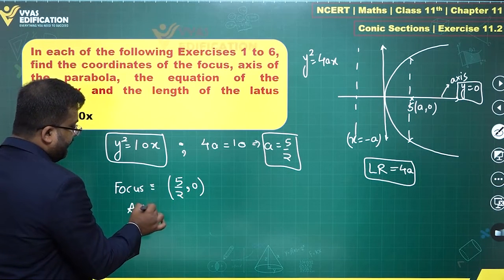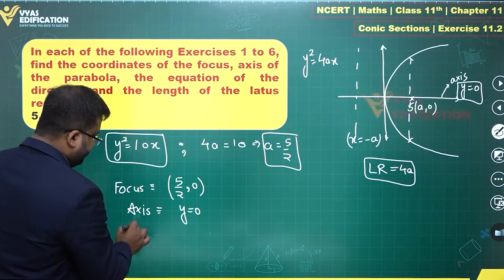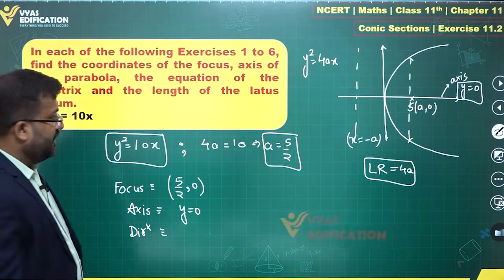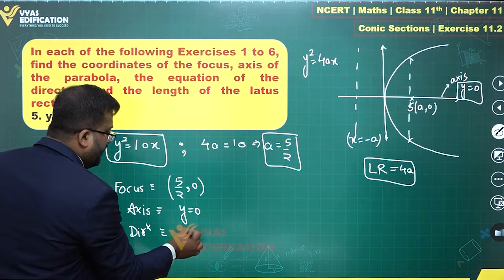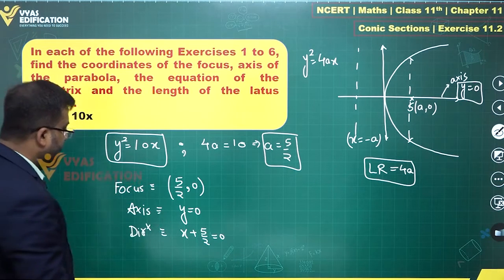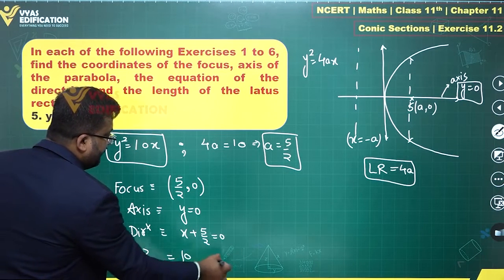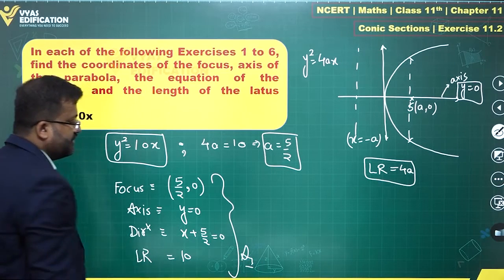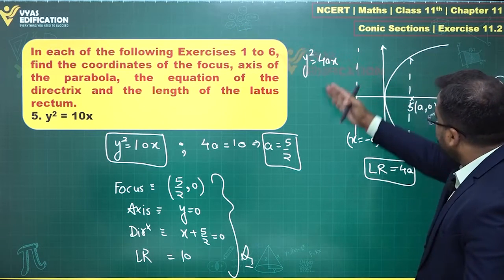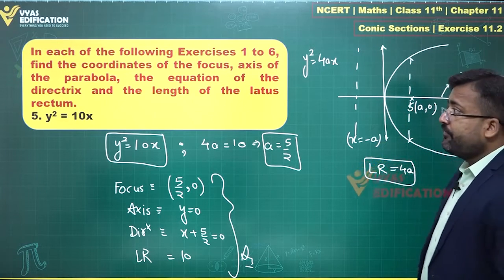Okay, axis. Axis is y is equal to 0. Directrix, the equation of directrix will be x equals minus a, which is x equals minus 5 by 2, or x plus 5 by 2 equals 0. This is the directrix. The last thing is length of lattice rectum, and what is that? 4a. 4a is equal to 10. That's the answer for this question, as you can see over here. All four things have been found in this question with the help of this diagram and all the information associated with that diagram, right? That's the final solution of this question.